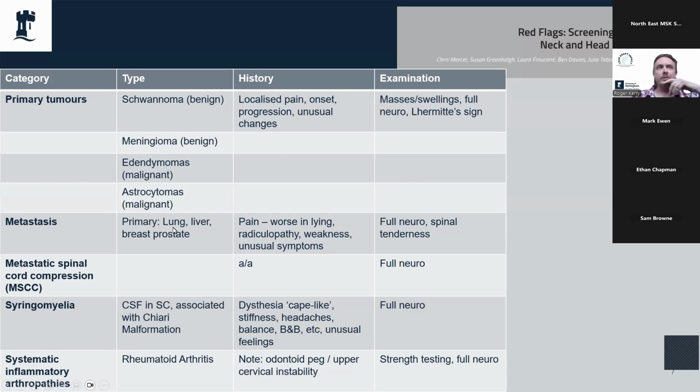And then we've got secondary metastases. So the primaries for secondaries in the neck are usually from the lung, liver, breast, and prostate. So we're looking for typical histories of primaries there with the Mets. But the primary tumours that start their life in the neck and the head will present with localized pain. And we ask about, again, the same kind of cancer patterns and everything else.